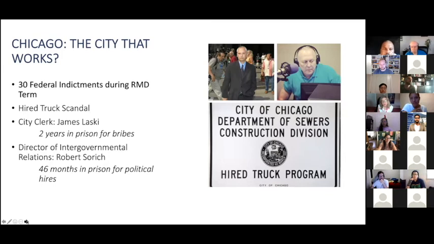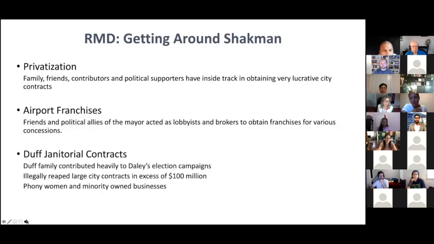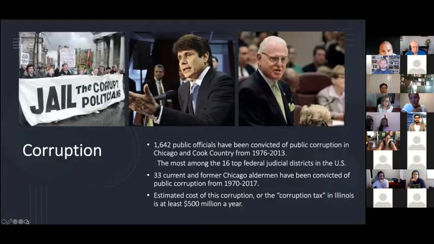So what we saw during the Richard M. Daley administration were 30 federal indictments. You can read more about it, the hired truck scandal and some of the other ones. Chicago has this legacy of corruption. And Dick, what are we up to now with the aldermen? This was only through 2017. Do we have two or three more that we're adding? So this slide's a little out of date. I realized that when it went up. I didn't update this before today.